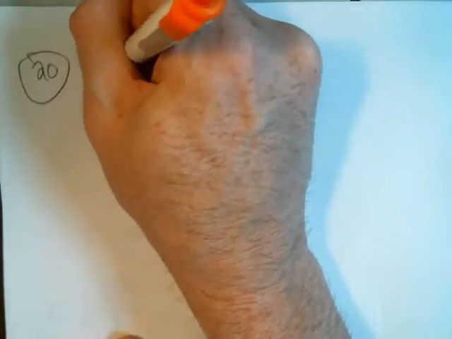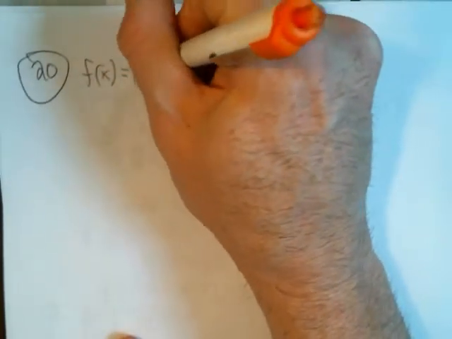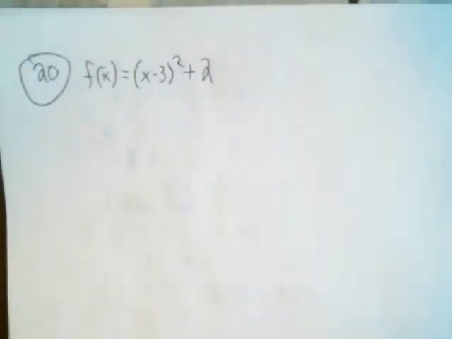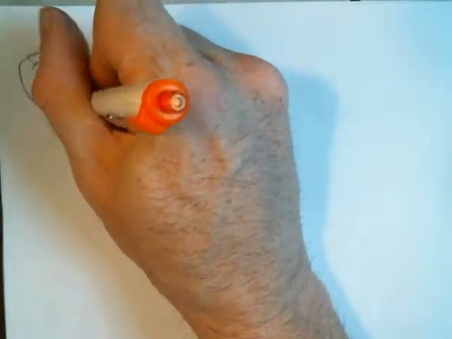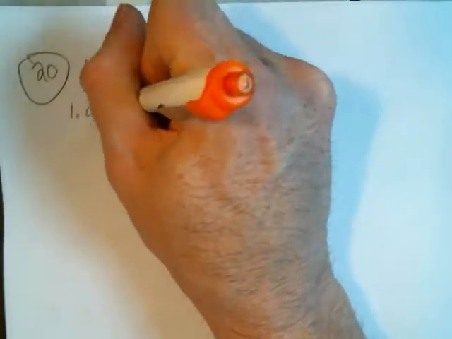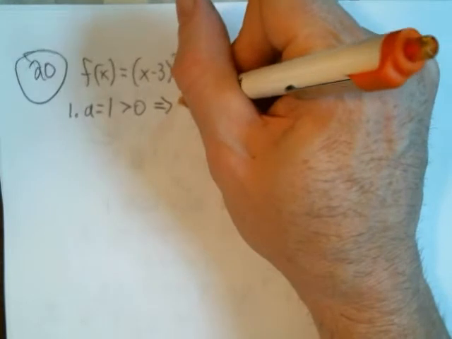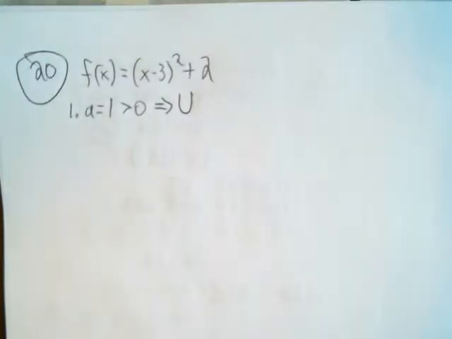So let's try it. Here's number 20. f of x is equal to x minus 3 squared plus 2. So first off, get your a value. A in this case is 1. It's greater than 0. That tells me the shape. It's like this.